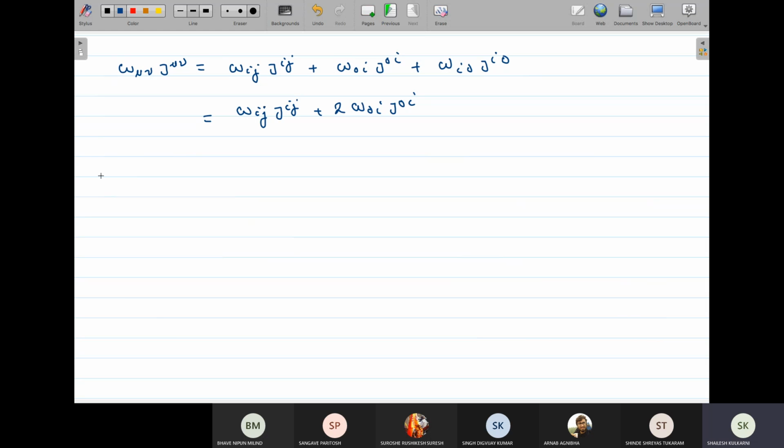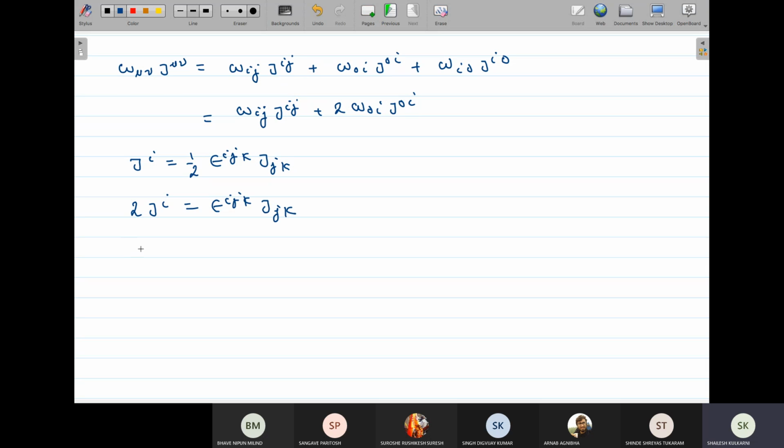Fine. But remember the definition of Ji. Ji is half epsilon ijk j jk. So what will be your j jk? To get the knowledge about j jk, what you need to do, you just take the 2 and multiply. Let me do it slowly. So this will be 2 times Ji equal to epsilon ijk j jk.